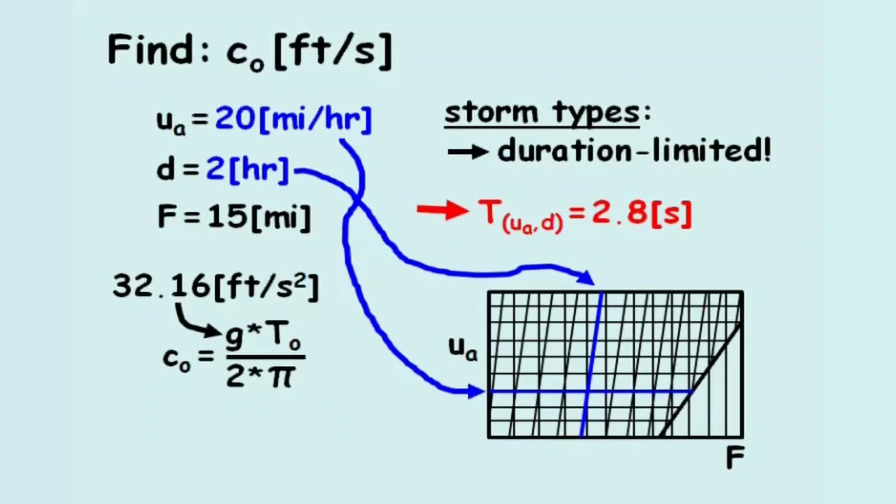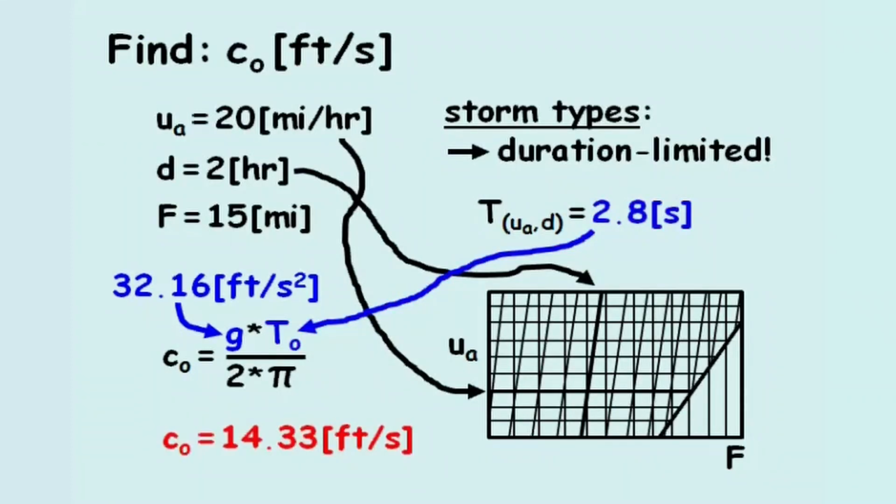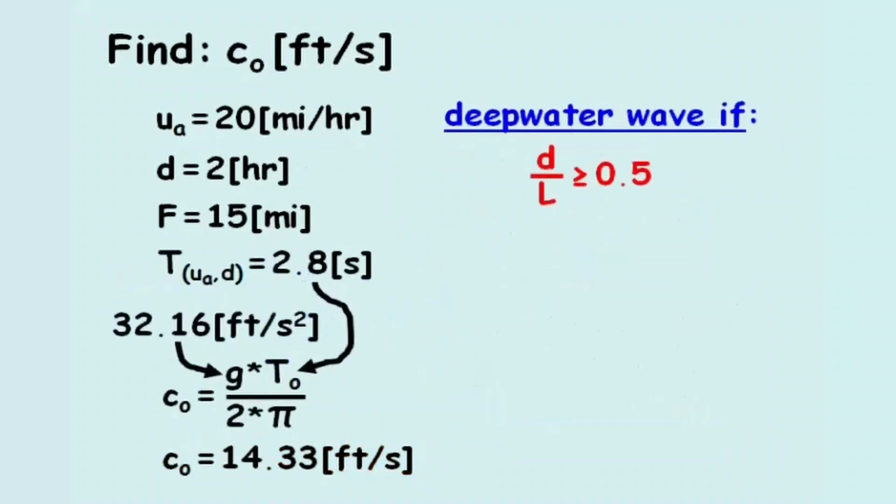Plugging this value in for T0, the deep water wave celerity equals 14.33 feet per second. Lastly, we need to confirm this is a deep water wave by checking that the value of d over L is greater than or equal to 0.5.